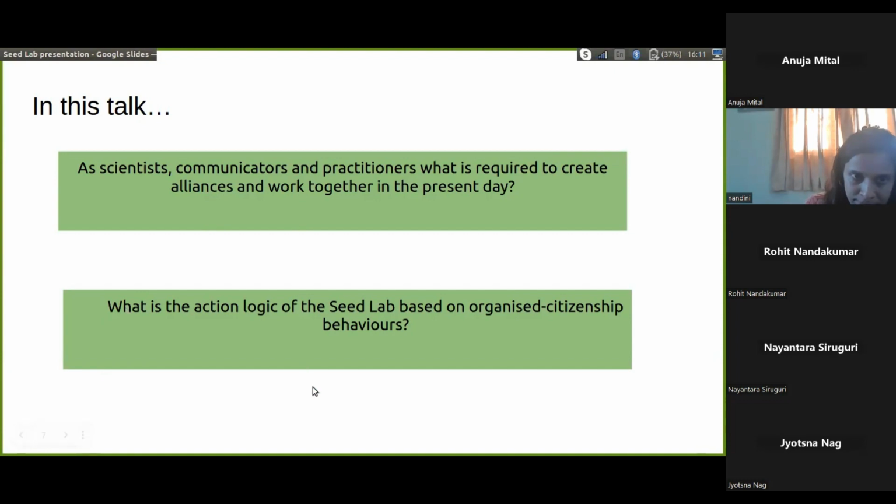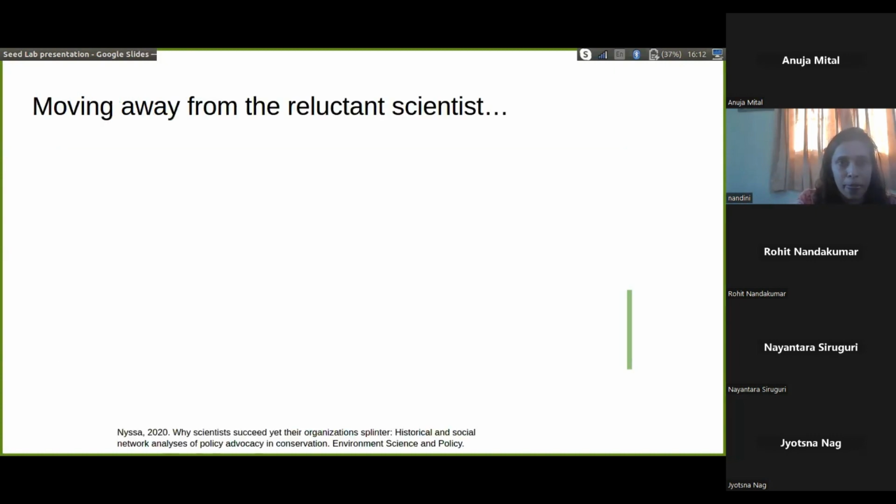And in the second part of the talk, I would like to highlight the action logic of the Seed Lab based on organized citizenship behaviors. This also stems from the extensive work and learnings that I've had from citizens and people across the board, who have mainly been non-scientists, and what is the action logic that we can also reflect upon in our field as practitioners, as filmmakers, as researchers, trying to create alliances given the realities of our time.